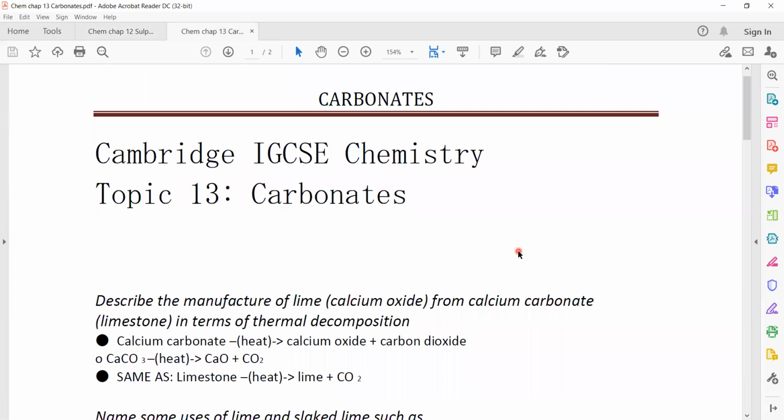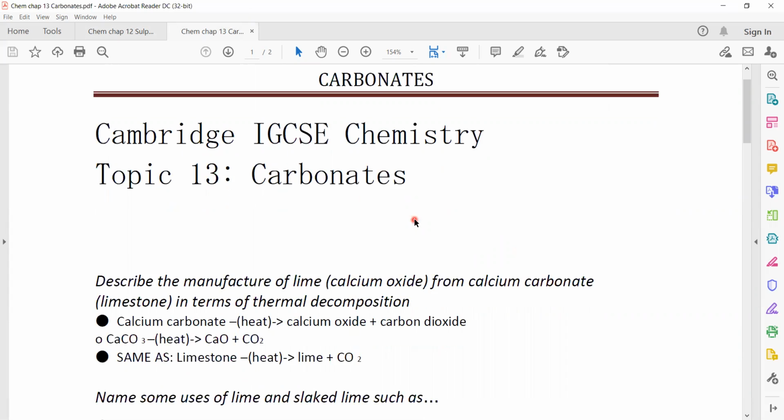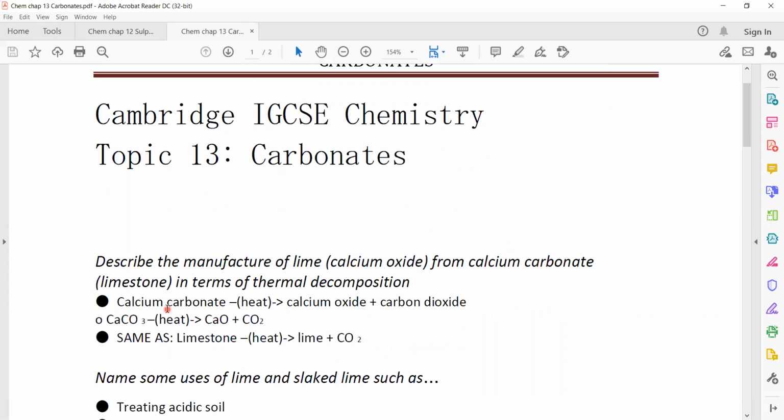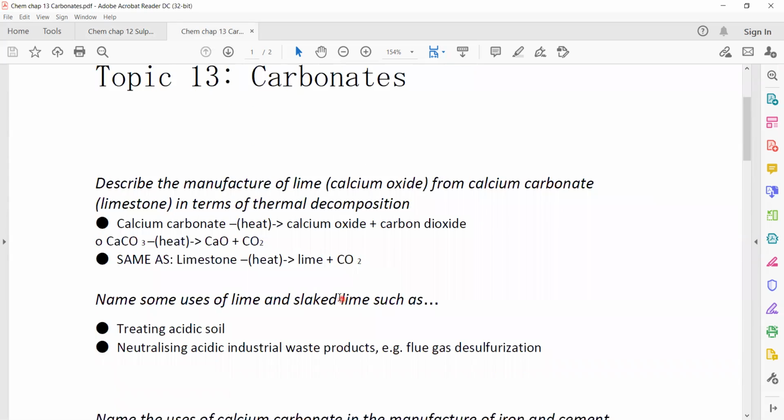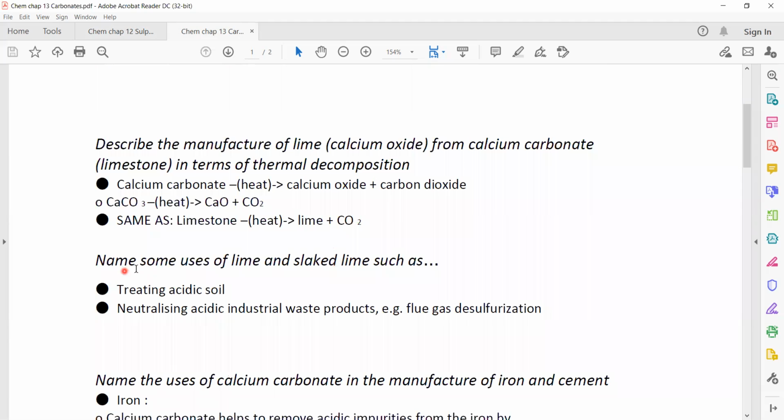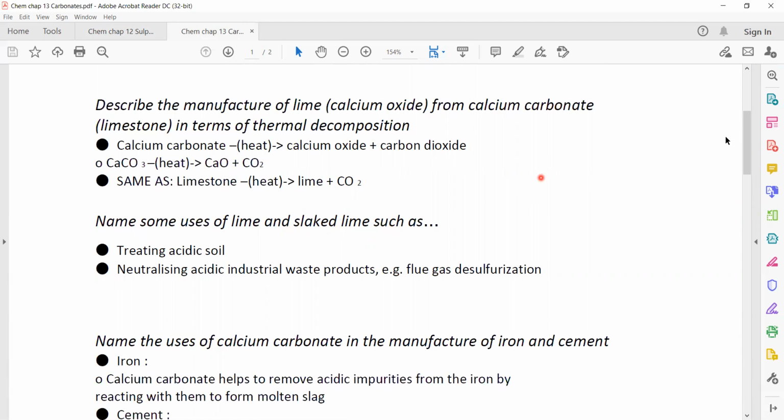Topic 13, that's also a short topic which is about carbonates. So when we have a limestone, which is mainly calcium carbonate, on heating it decomposes to form calcium oxide and carbon dioxide. And this calcium oxide is also known as lime or quick lime. And there are some uses of the lime and the slaked lime. What is a slaked lime?